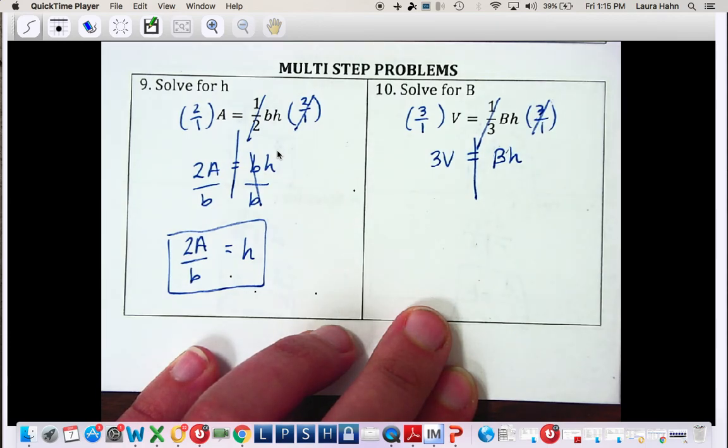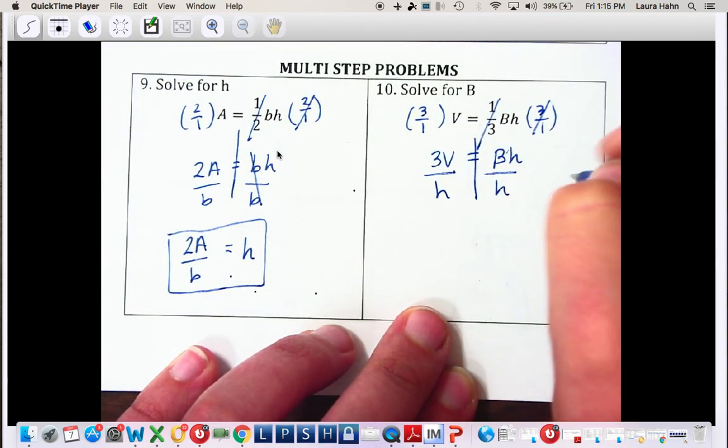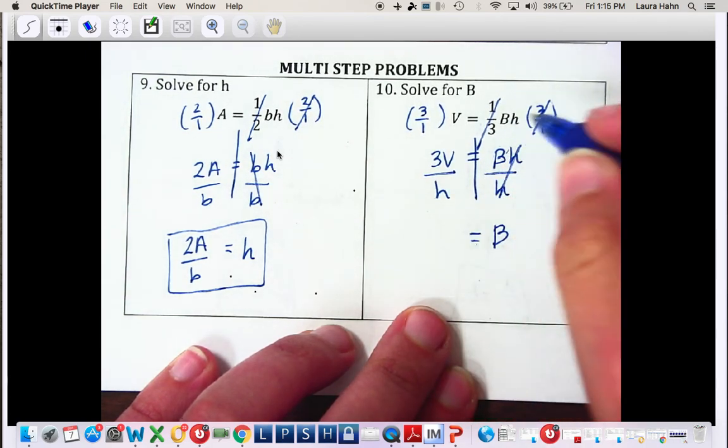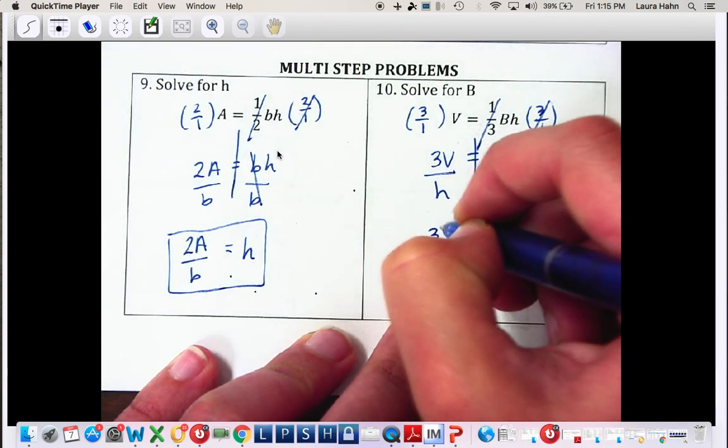So in order to get b by itself, I just have to get rid of h. They're touching, which means multiply, so the opposite is divide. So I'm dividing by what I don't want, right? My h's cancel, so b falls down all alone. I can't do anything over here, so that's just going to drop down.